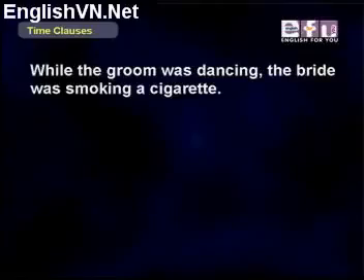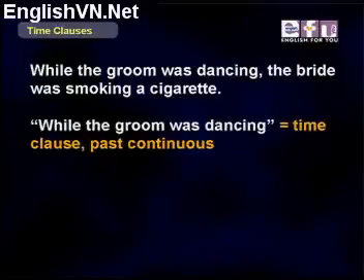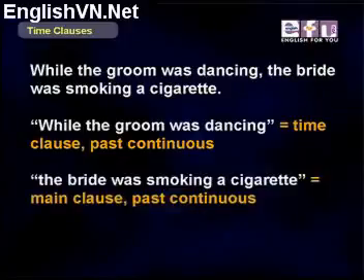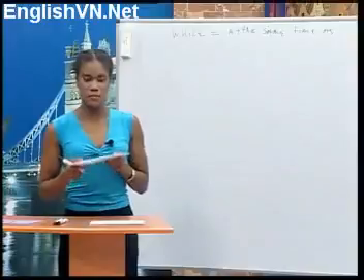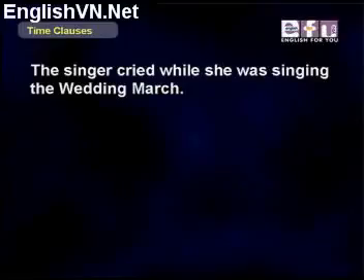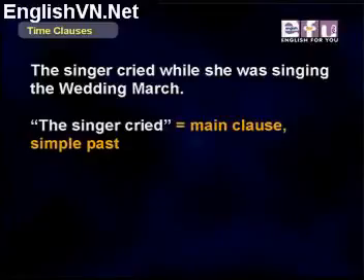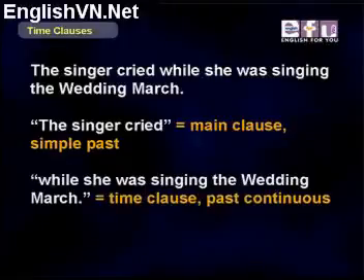While the groom was dancing, the bride was smoking a cigarette. While the groom was dancing is a time clause in the past continuous. The bride was smoking a cigarette is the main clause in the past continuous. Next example. The singer cried while she was singing the wedding march. The singer cried, main clause, is in the simple past. While she was singing the wedding march, the time clause, is in the past continuous.